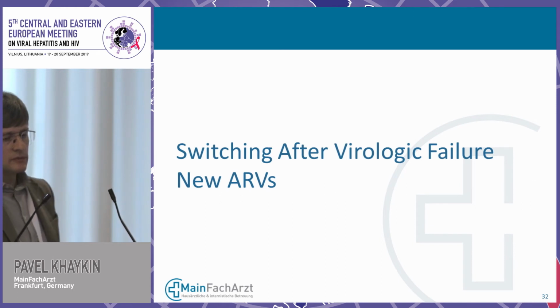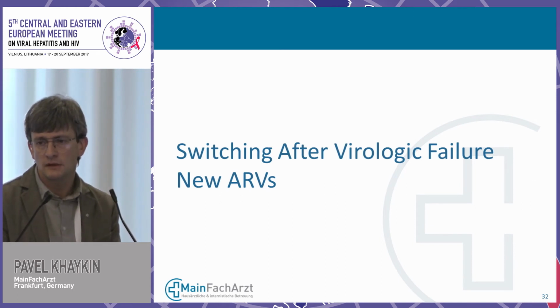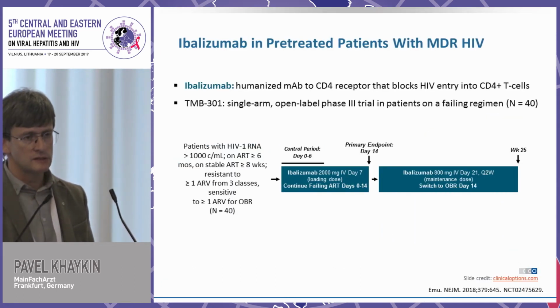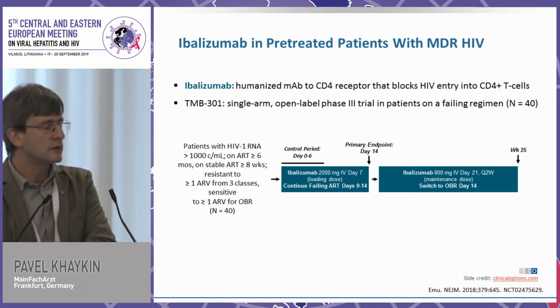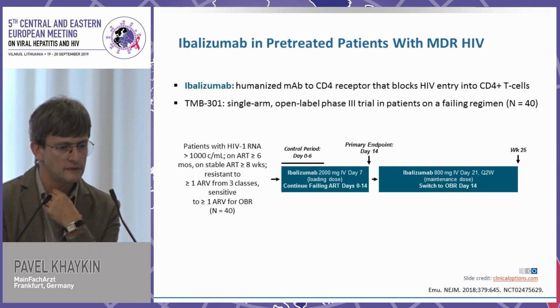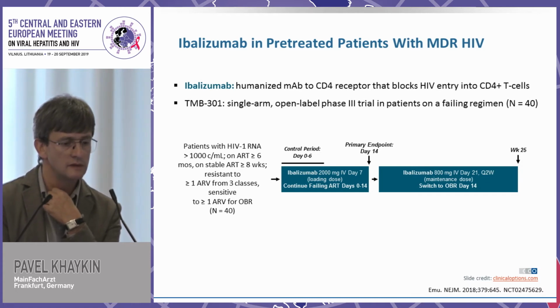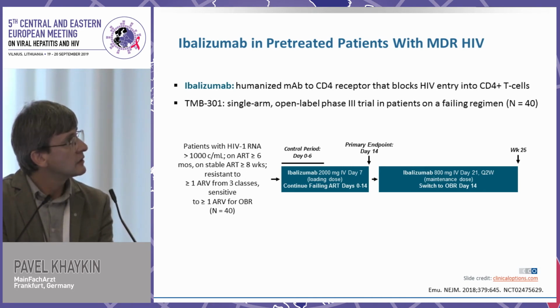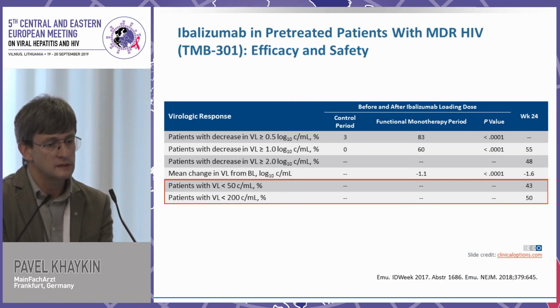There is something new: some new agents are coming, especially for patients with virologic failure with multi-drug resistant virus, the so-called salvage situation. Here are just 2 trials of 2 new drugs, one a new candidate. One is already approved, ibalizumab, an antibody to the CD4 receptor that blocks HIV entry. In this trial the patients were heavily pre-treated, with more than 1,000 copies per mL and resistant to many classes. It's a drug that can be given only intravenously.